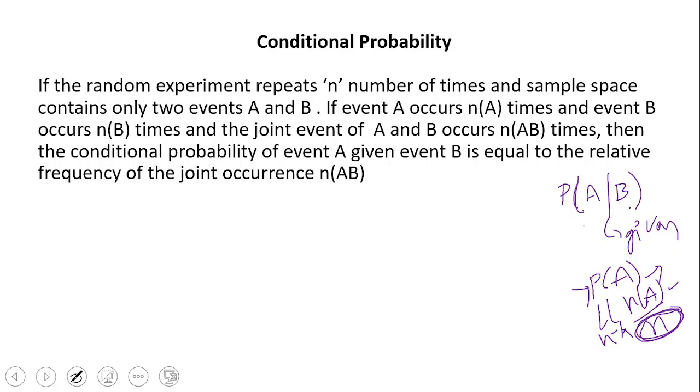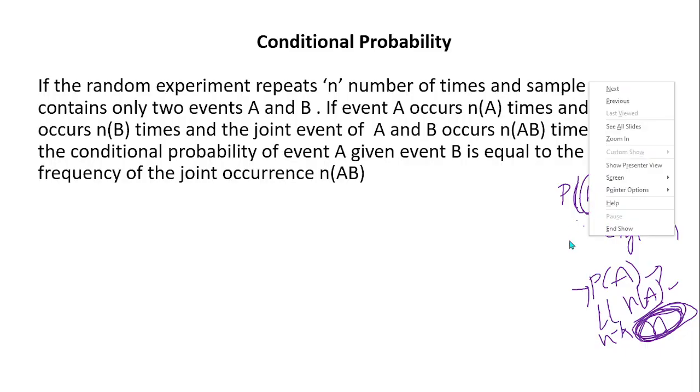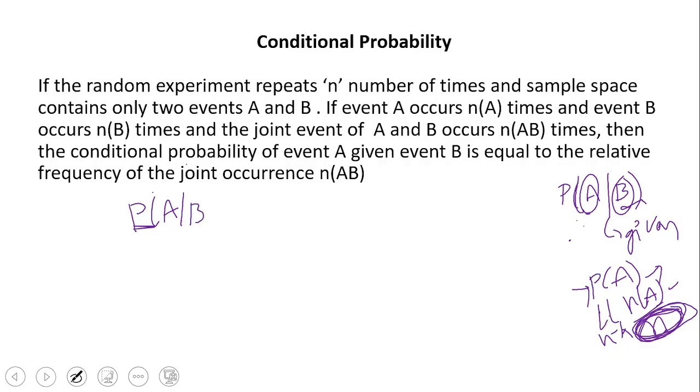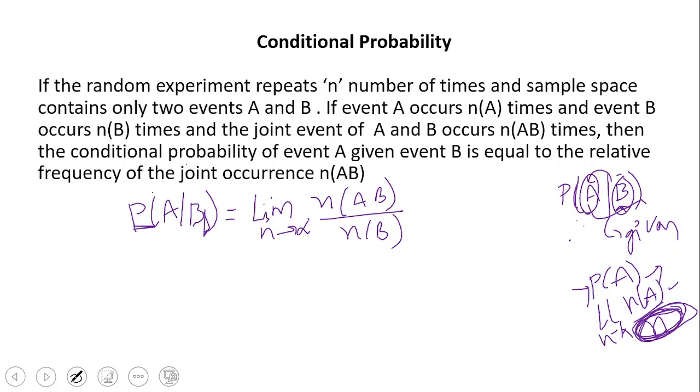P of A given B means calculating the probability of A when event B has already occurred. In B, we are calculating A. At that time, instead of taking n as the sample space, the sample space becomes B. So according to the relative frequency, we write the definition as P of A given B equals the limit as n tends to infinity of n of AB divided by n of B. Already B occurred, and in that we are calculating A, so we take the joint occurrence of both A and B divided by n of B.